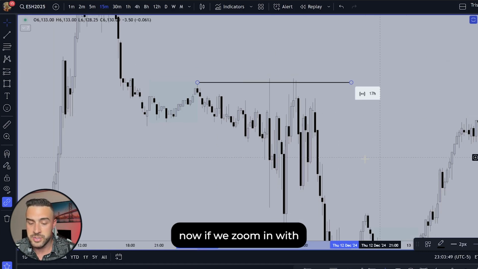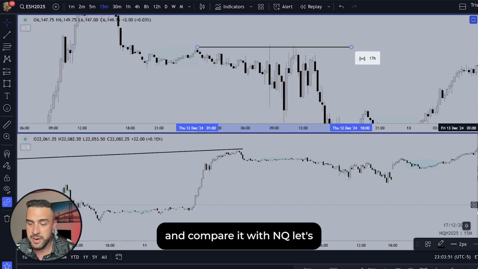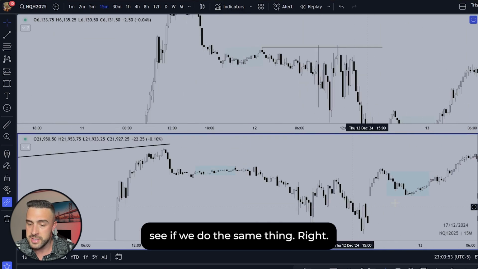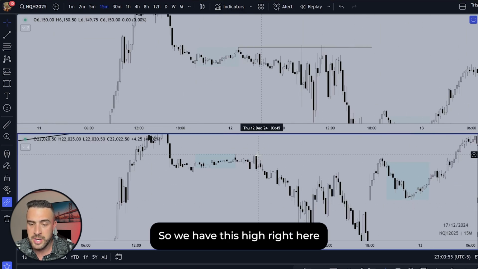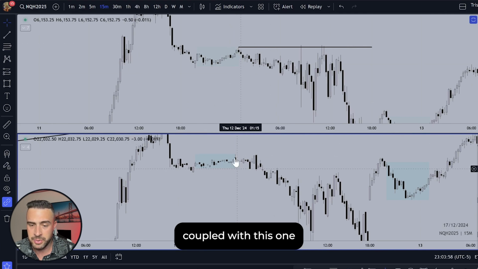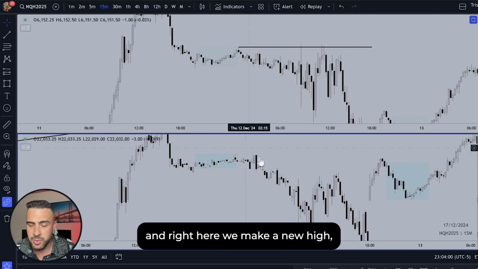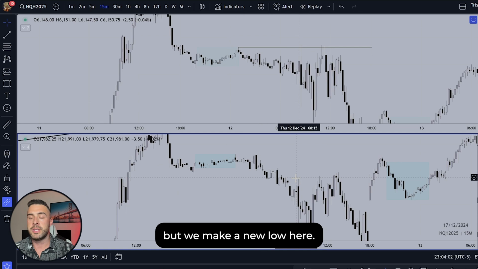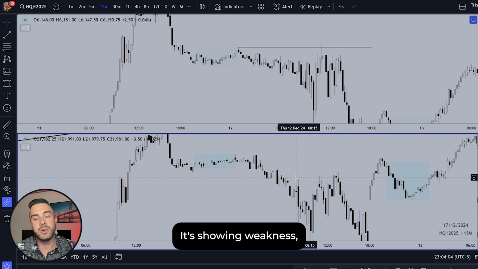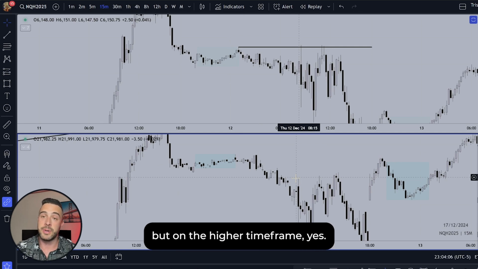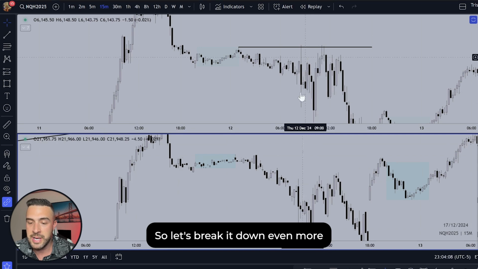Now, if we zoom in and compare it with NQ, let's see if we do the same thing, right? So we have this high right here coupled with this one, and right here we make a new high, but we make a new low here. So there's something funky happening with NQ. It's showing weakness, but on the higher time frame, ES is showing weakness. So let's break it down even more.